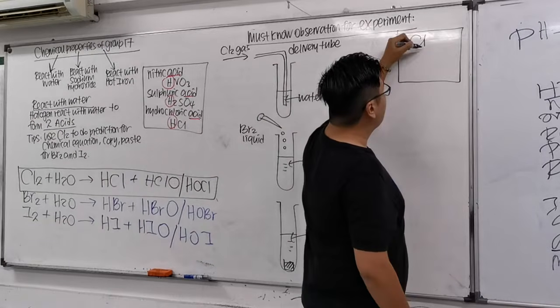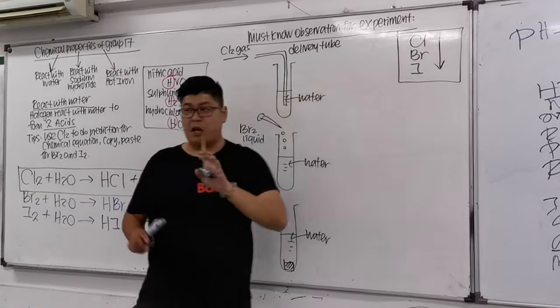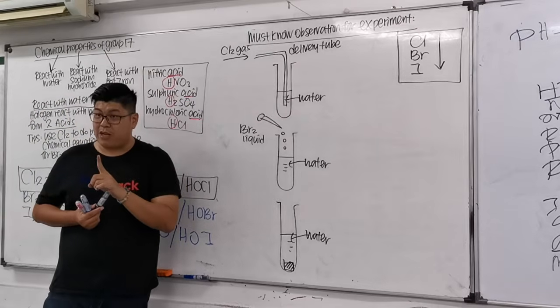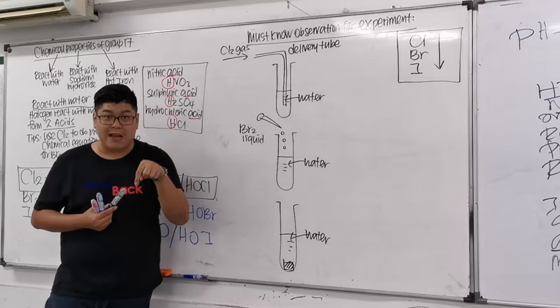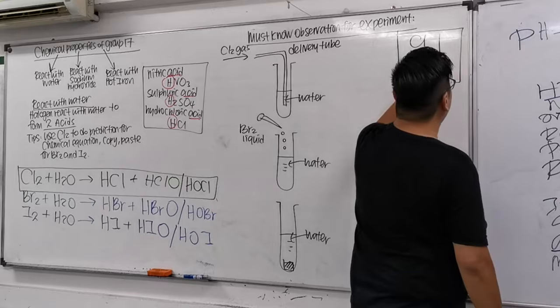This is chlorine, bromine, and iodine. Group 17 going down. Guys, a quick revision, I want to hear from you. Group 17 going down, more reactive or less reactive? Less. Group 17 going down is less reactive. Group 1 is more. Clear? Very good. You must have this in your mind.